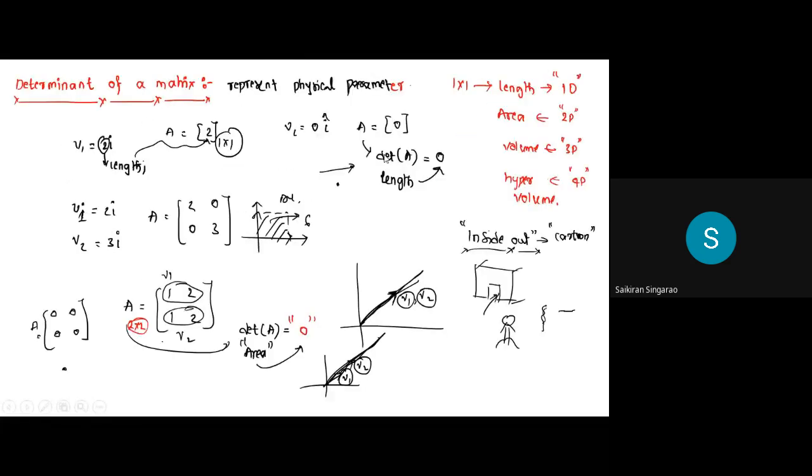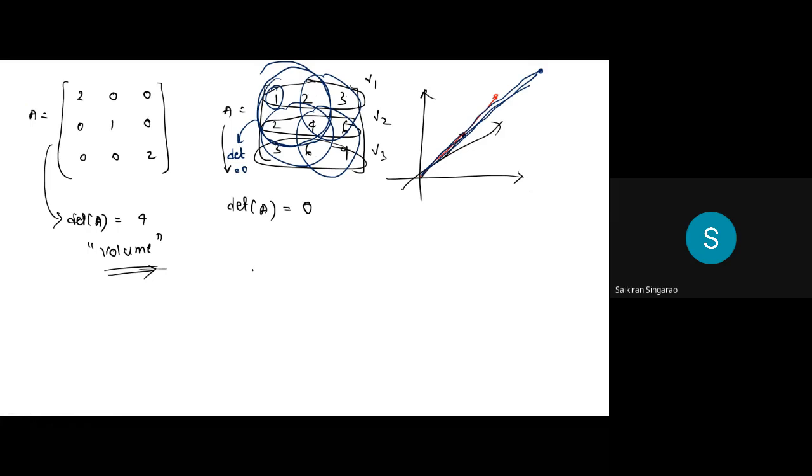So my point here is, please listen carefully: if you have a 1 cross 1 matrix, a 2 cross 2 matrix, a 3 cross 3 matrix, what does the determinant of this matrix show? Can anybody help me with this? What does the determinant of a 1 cross 1 matrix show? Length, right? Here area. Here length.